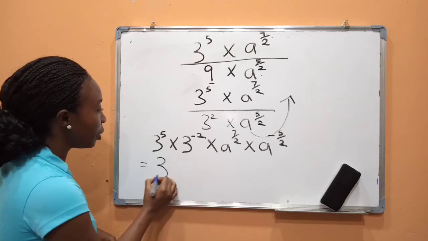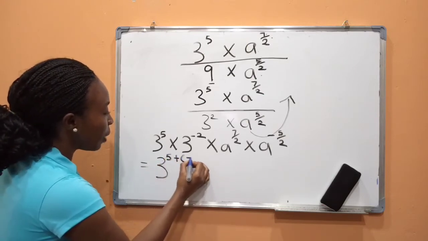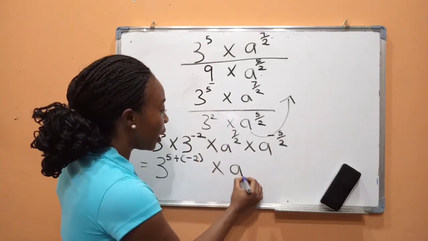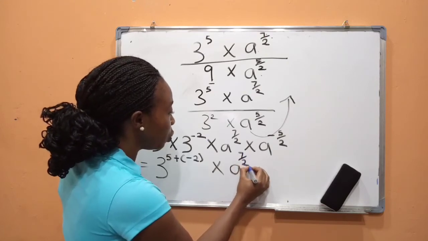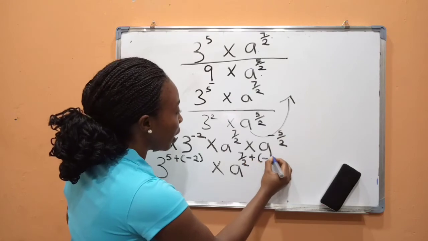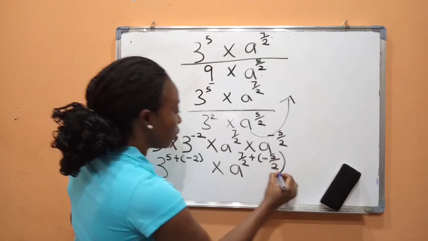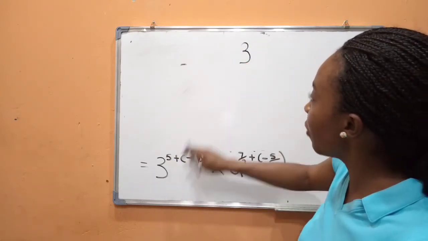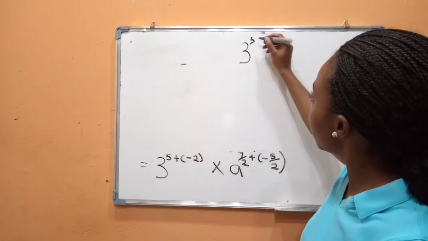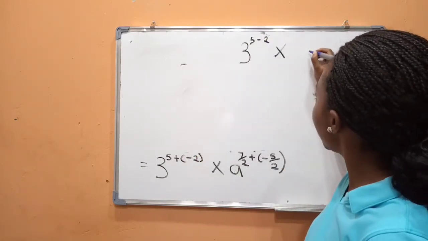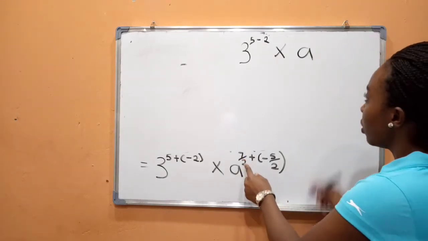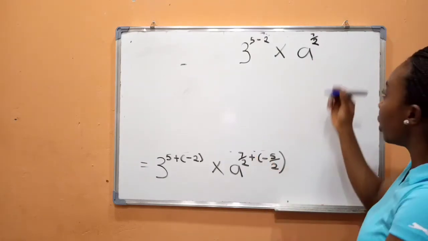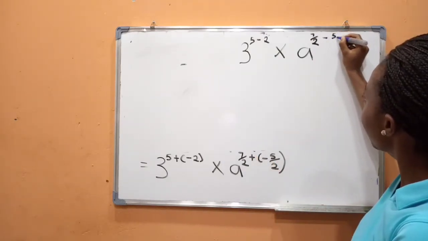We are going to have 3 to the power of 5 plus minus 2 times, then we pick one of these here, a to the power of 7 over 2 plus minus 5 over 2. So the next thing we do here, we're going to have 3. Let's sum up the powers. When you say 5, then you say plus times minus gives us minus. So we have minus 2 times a. Then here we have 7 over 2 plus times minus gives us minus. We open up the bracket, we have minus 5 over 2.